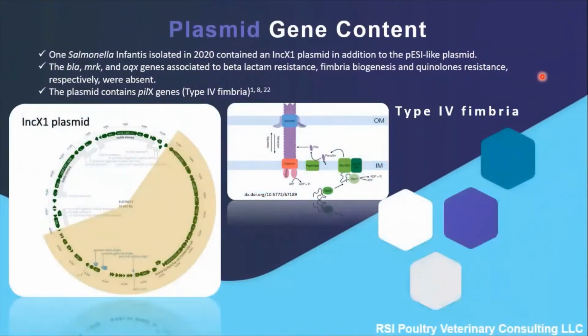One Salmonella Infantis carried an incompatibility X1 plasmid. This plasmid lacked the BLA, MRK, and the OQX genes, which are associated to beta-lactam resistance, fimbria biogenesis, and quinolone resistance, respectively. However, this plasmid kept the PIL-X genes, and the PIL-X genes produce type 4 fimbria. Type 4 fimbria has been associated to horizontal gene transfer and may participate in the stabilization of biofilm and has been suggested as a potential vaccine target.